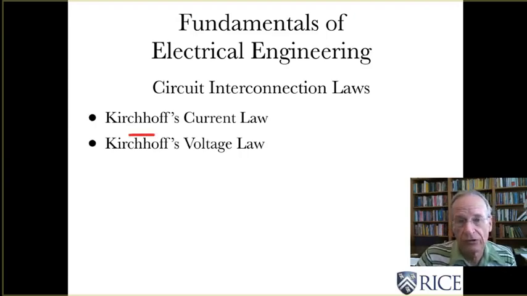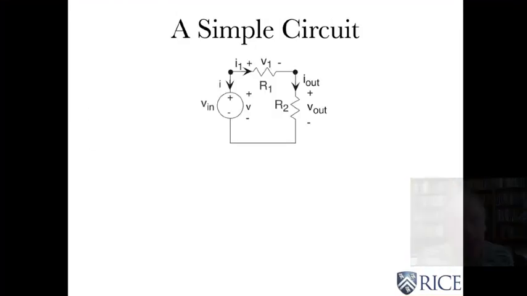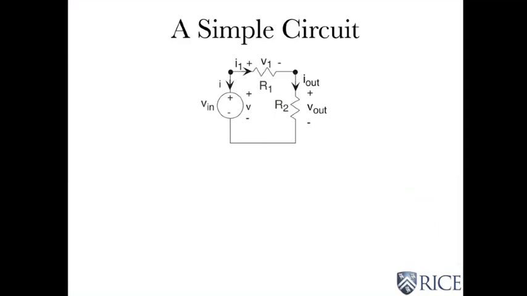These are called Kirchhoff's laws. As you might expect, there's a current law and a voltage law. What we're going to find is that once we have the VI relations, KCL, Kirchhoff's current law, and KVL, Kirchhoff's voltage law, we can solve any circuit. So let's start with a very simple circuit.